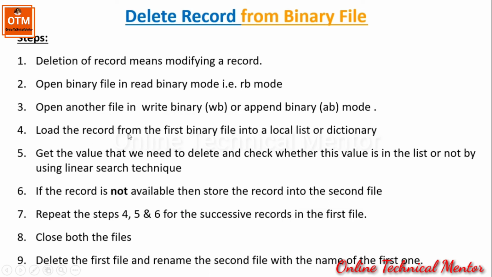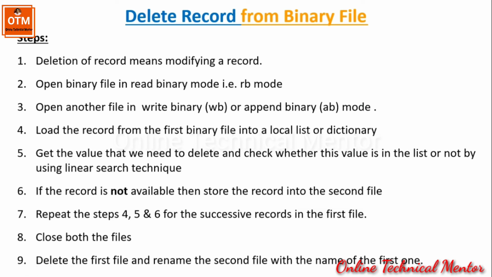Next, load the records from the first binary file to a local list or dictionary. In step 5, get the value that we need to delete and check whether this value is in the list or not by using the linear search technique. Number 6, if the record is not the one to delete, then store the record into the second file. Repeat steps 4, 5 and 6 for the successive records in the first file. Close both the files. Delete the first file and rename the second file with the name of the first one.